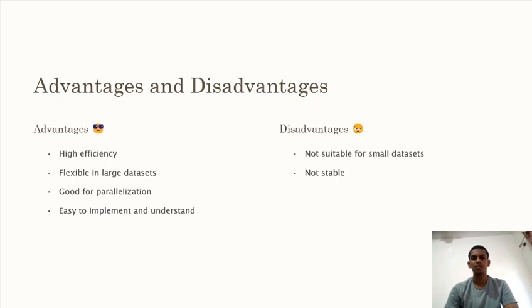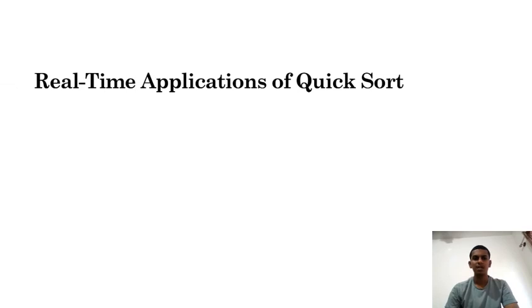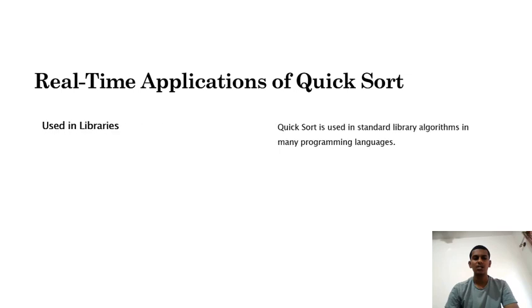Now we will see real-time applications of Quicksort. Generally we use it in libraries. Quicksort is used in standard library algorithms in many programming languages. Optimizing function calls: Quicksort is used in optimizing function calls in many languages such as JavaScript's V8 engine.